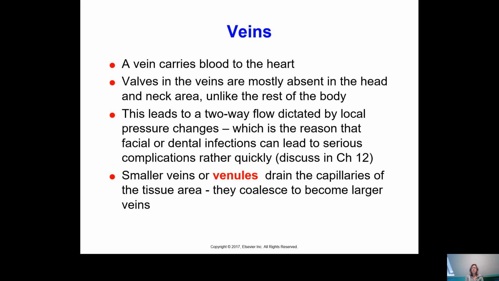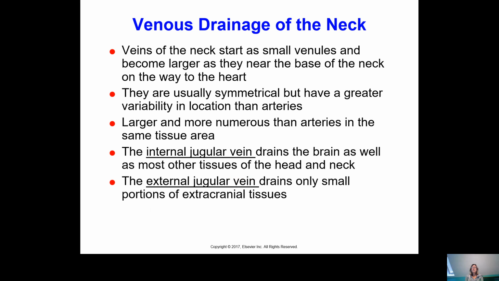Smaller veins or venules drain the capillaries of the tissue area. They coalesce to become larger veins. So remember, the arteries are like the tree trunk and they branch into the branches. The veins are like the opposite. They start with these little branches and they come down and they form back into the trunk. Veins of the neck start as small venules and become larger as they near the base of the neck on their way to the heart.